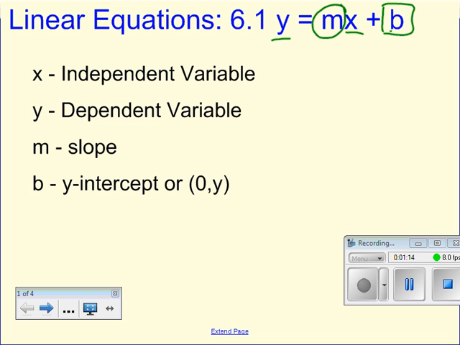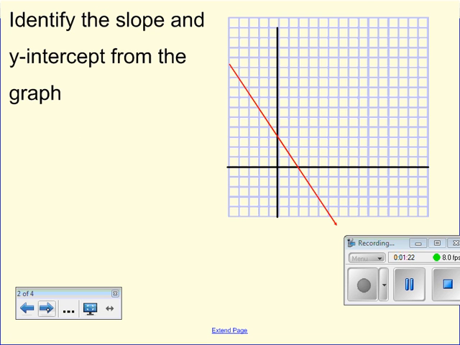Now, when we talk about y equals mx plus b, there's kind of two changing situations. The first one is if I have a graph, and from this graph I just want to identify the slope and the y-intercept, because once I have those two pieces of information, I know the equation of this particular line.